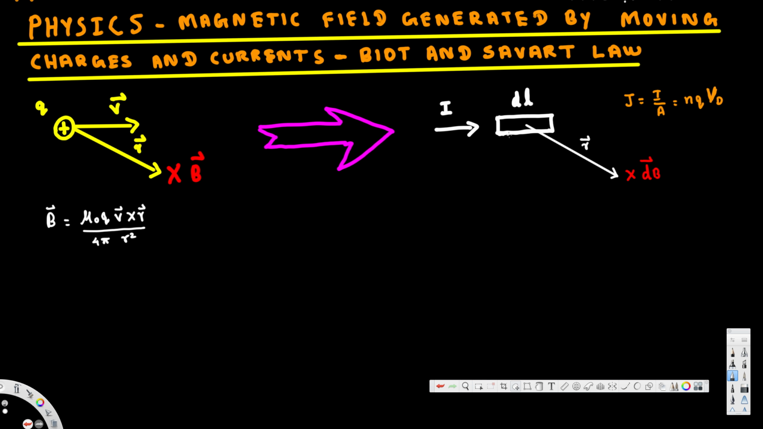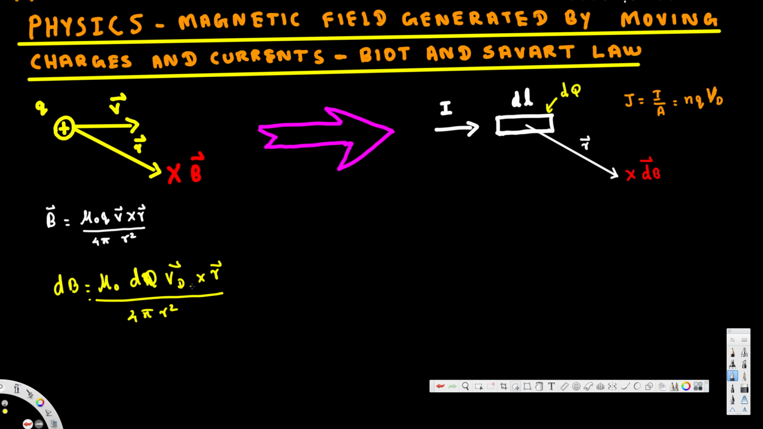In order to do that, we are going to use the same equation. Instead of B, we are going to put a small segment dB, and that's going to be equivalent to mu naught. And here we are going to take a small charge, let's call this one dq, and then instead of v we are going to have drift velocity cross r, that is divided by 4 pi r square.